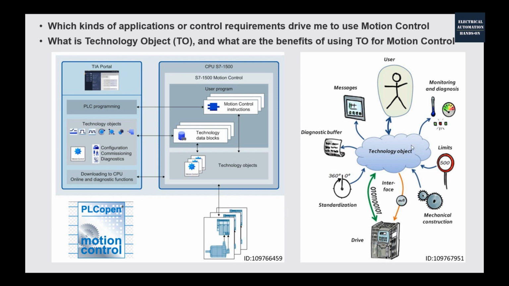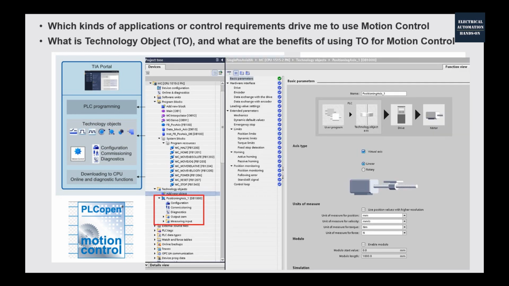And this technology object can provide a universal platform or area for the programming. So when we program the motion control, we can only focus on the technology object. This technology object will run as an agent to provide all the information or transfer the control signal to the drive.